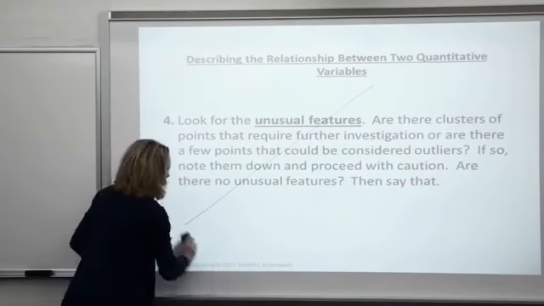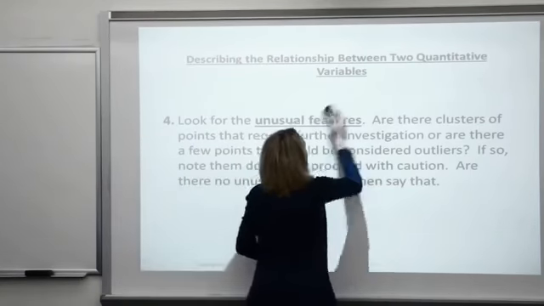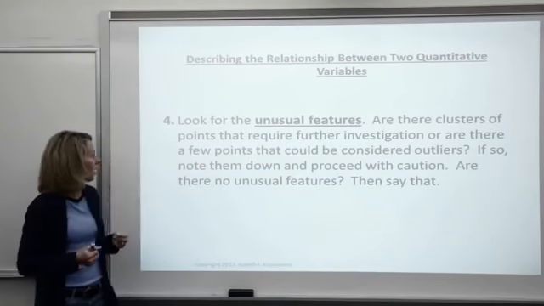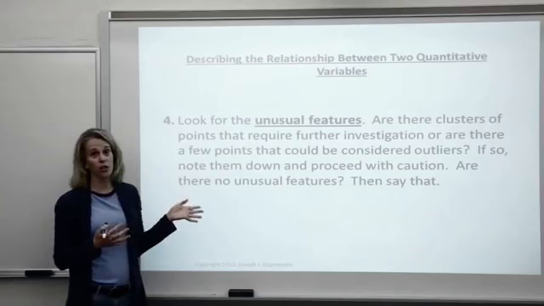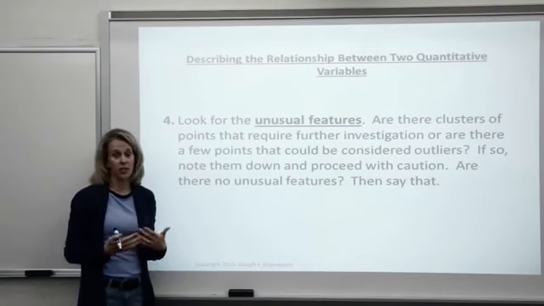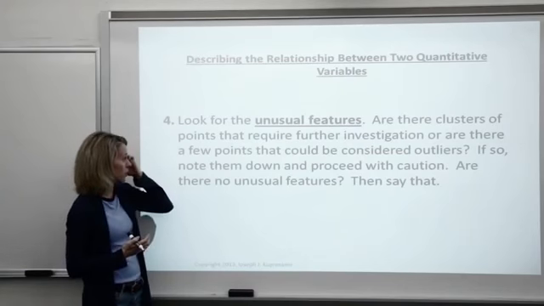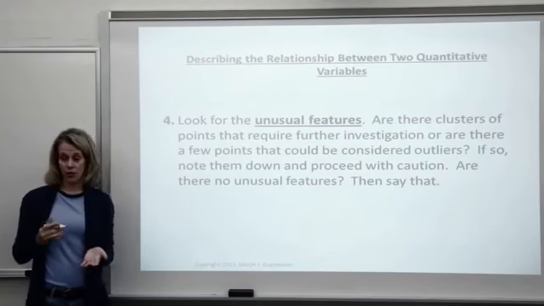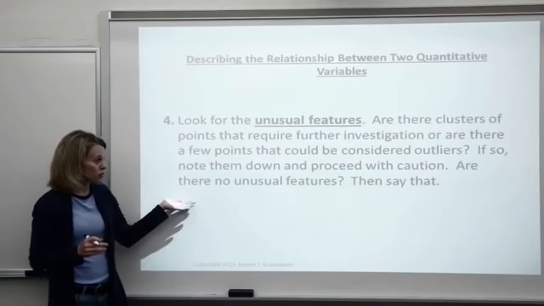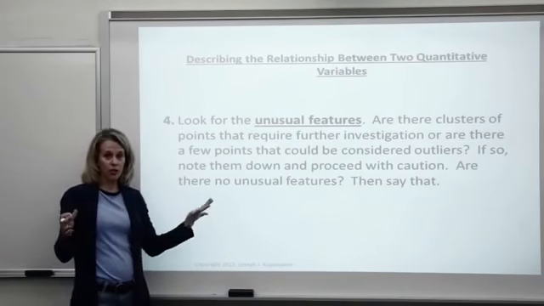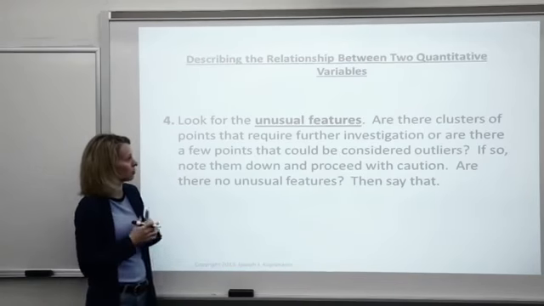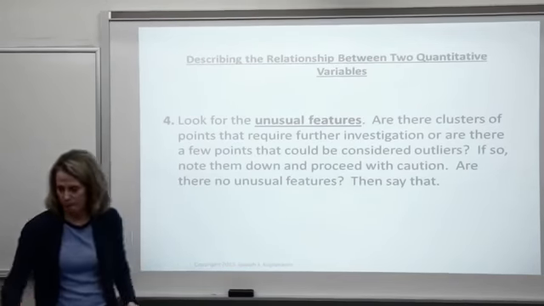All right, the fourth thing that we'll comment on with the scatter plot. We've got form, direction, strength. The fourth item, we'll look for unusual features. Are there clusters of points that require further investigation, or are there points that we might consider outliers? And if there are, we'll note them, and we'll proceed with caution. If there's no unusual features, that's fine too, but we'll make sure that we denote that this graph had nothing unusual about it, no unusual features.